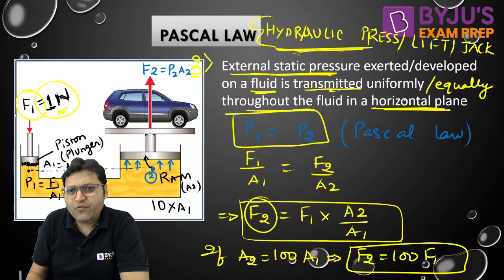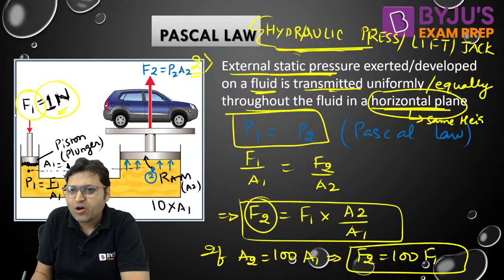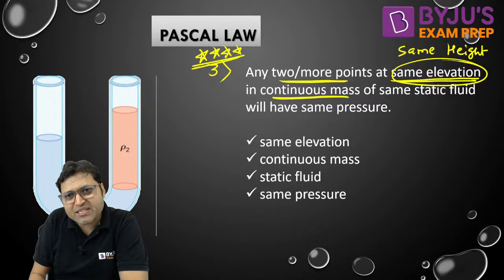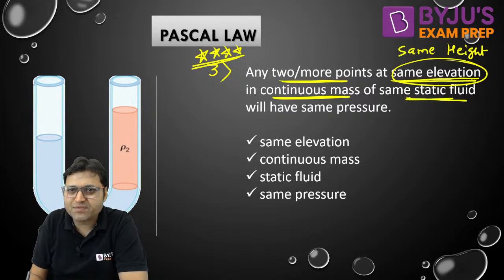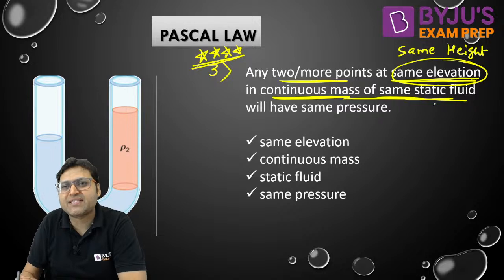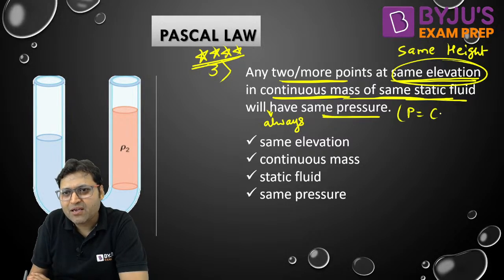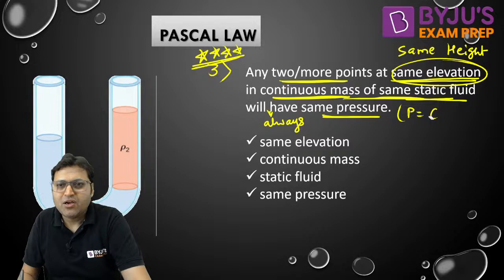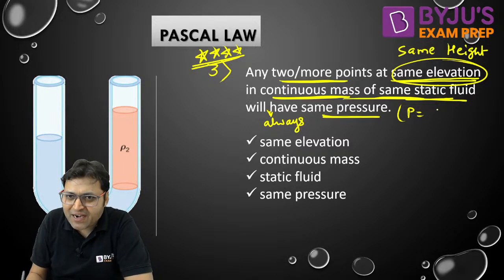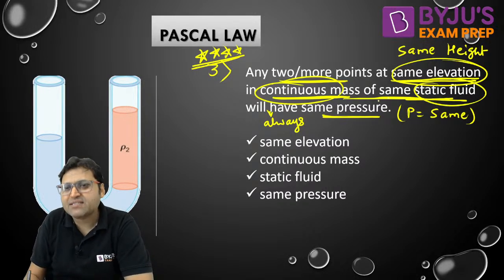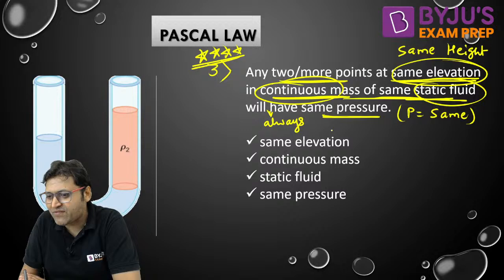Previously also we have mentioned horizontal plane or same height. Horizontal planes means same height, isn't it? Or same elevation. So any 2 points at the same elevation in continuous mass of same static fluid, if the points are lying in the continuous mass of the same static fluid, will always have same pressure. Pressure will be same or pressure will be constant. Or all those points which satisfy these conditions. What are the conditions? Same elevation, continuous mass of same static fluid, then they will always have the same pressure.